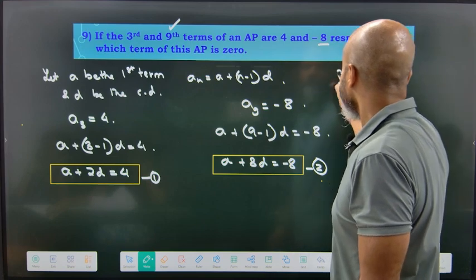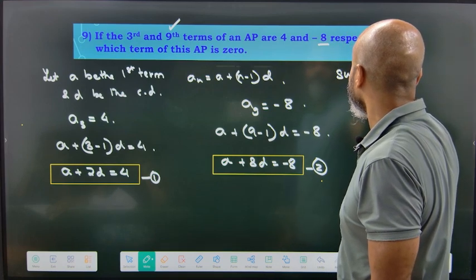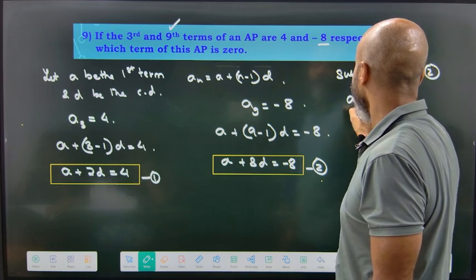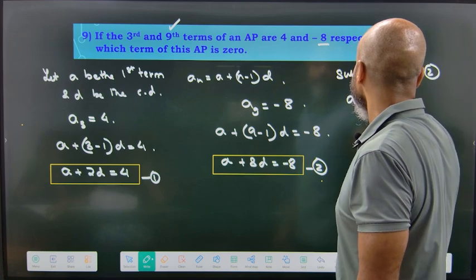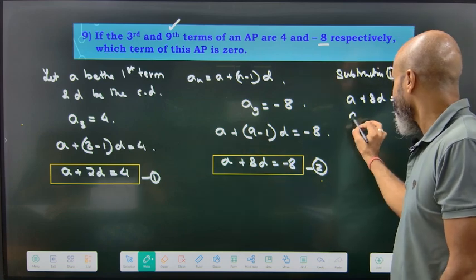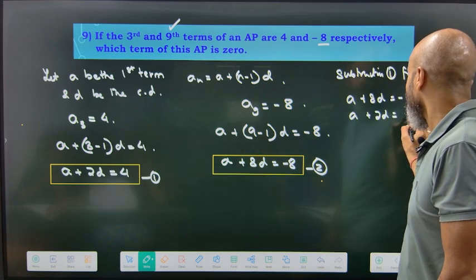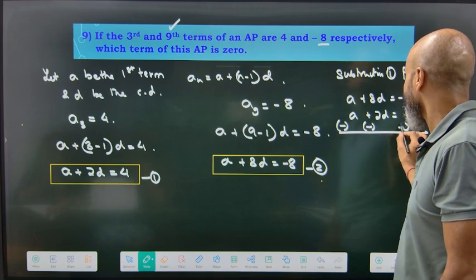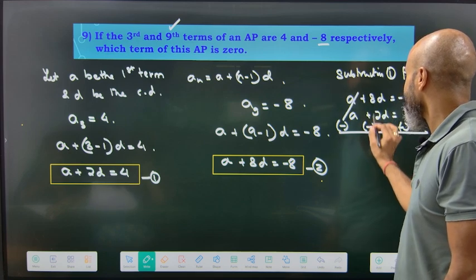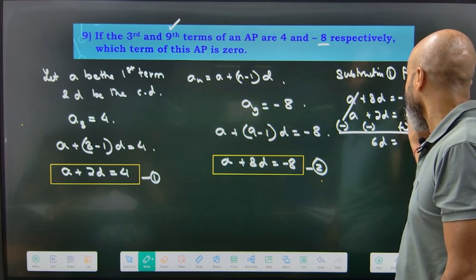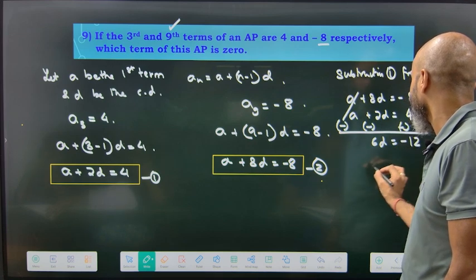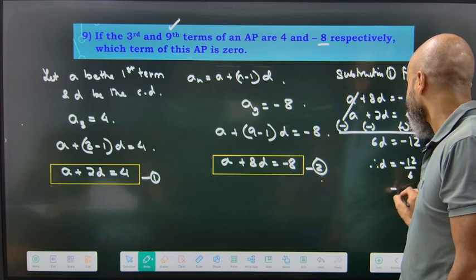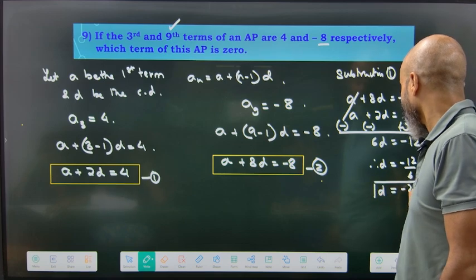Subtracting 1 from 2. That will be how much? A plus 8D is equal to minus 8 and A plus 2D is equal to 4. If I subtract, A cancels out. 8 minus 2, that is 6D, is equal to minus 8 minus 4, that is minus 12. So D will have a value of minus 12 by 6, that is minus 2.